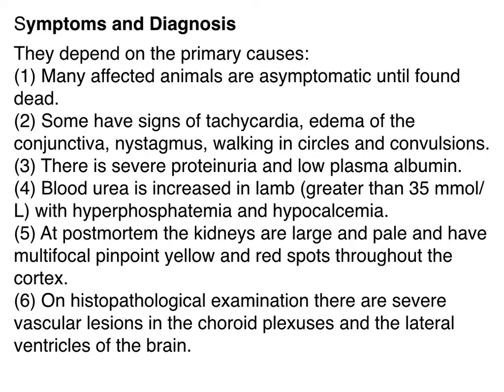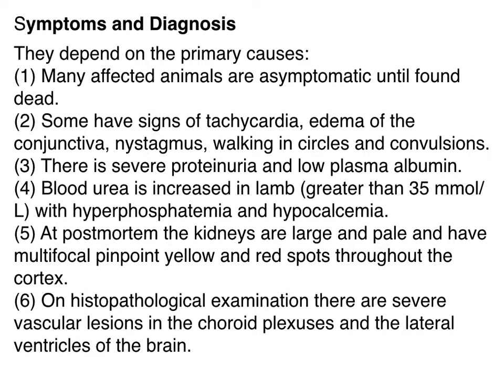Many affected animals are asymptomatic until found dead, meaning we directly find the animal without clinical signs, we find the animal dead. Some have signs of tachycardia, edema of the conjunctiva, nystagmus, walking in circles and convulsion. There is severe proteinuria and low plasma albumin. Blood urea is increased in lambs, greater than 35 mmol per liter, with hyperphosphatemia and hypocalcemia.